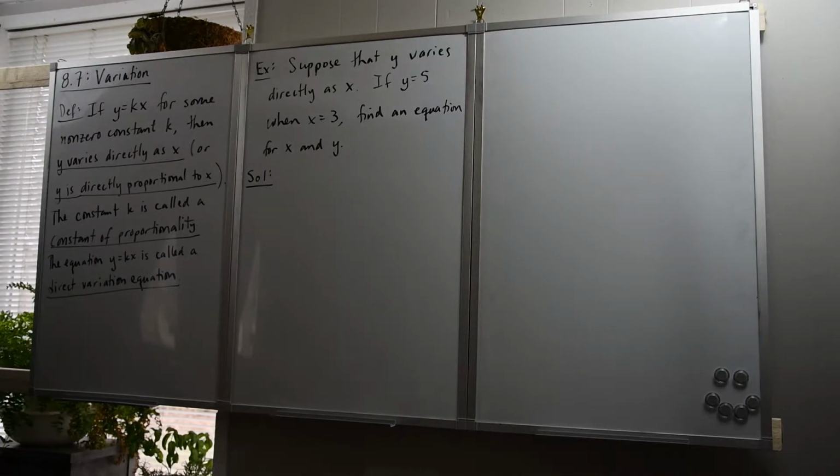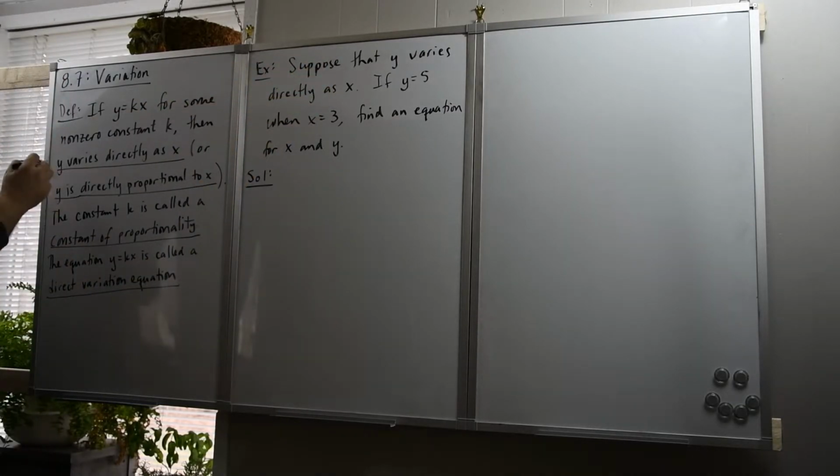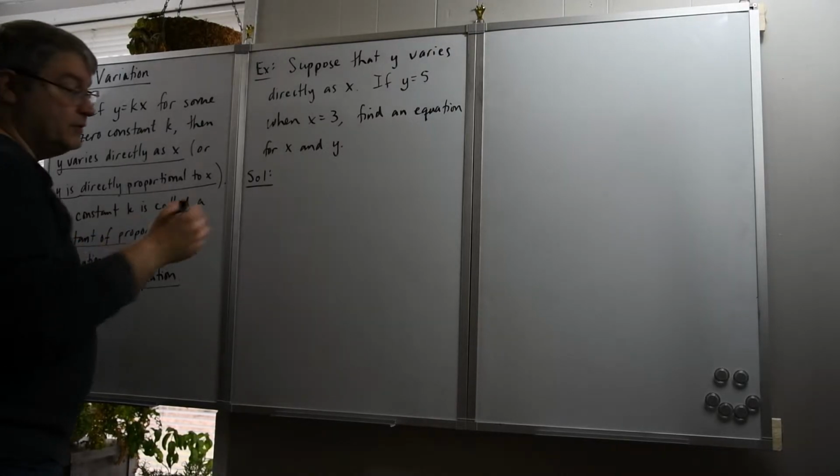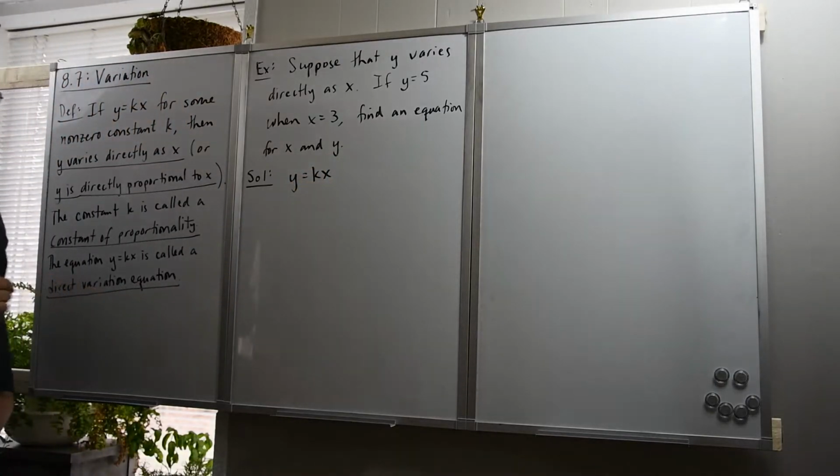All right. So this example isn't altogether too bad. We're given at the very beginning that y varies directly as x. Y varies directly as x, once again, same as y is directly proportional to x, which means that we're dealing with this translation into the equation y equals kx. So let's start with that. We'll have y is equal to k times x.